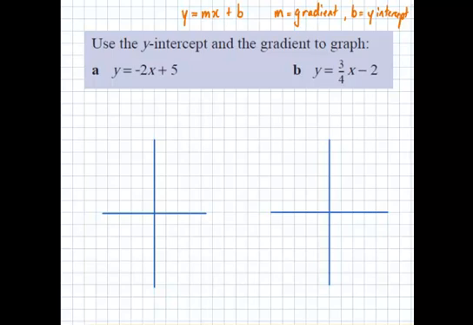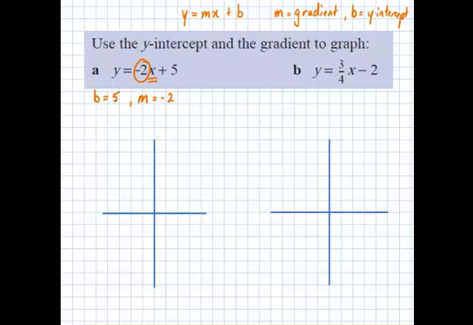So the first thing that you need to identify in your equation is the y-intercept. Now that's always the number that's on its own. So our y-intercept here is positive 5. So I'm just going to write these things down. I'm going to use the letter b, that's what we normally use in maths. So b is equal to positive 5. I also need to know my gradient. So my gradient here is the number that's attached to the x. So here's the x, the number attached to that is negative 2. So my gradient is negative 2.